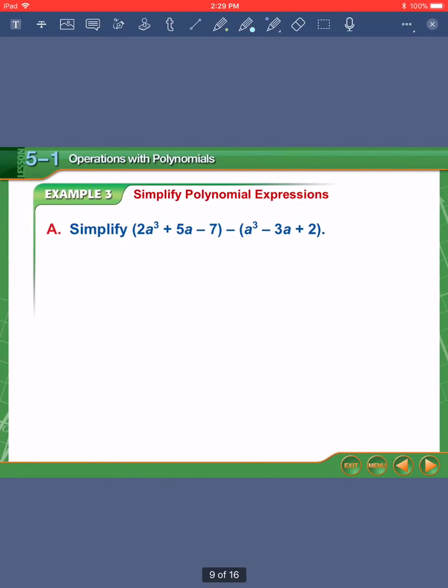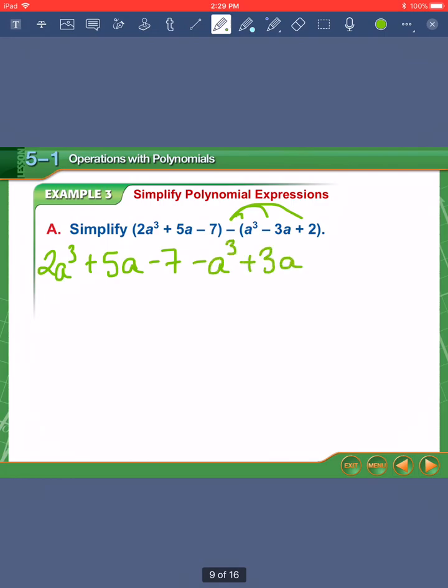Okay, simplifying. So we're subtracting these polynomials. So I've got 2a cubed plus 5a minus 7 minus a cubed minus 3a plus 2. So my first step is I need to distribute this negative, and it's going to go to the entire second polynomial. So this is 2a cubed plus 5a minus 7 minus a cubed plus 3a minus 2. And now I'm going to combine like terms.